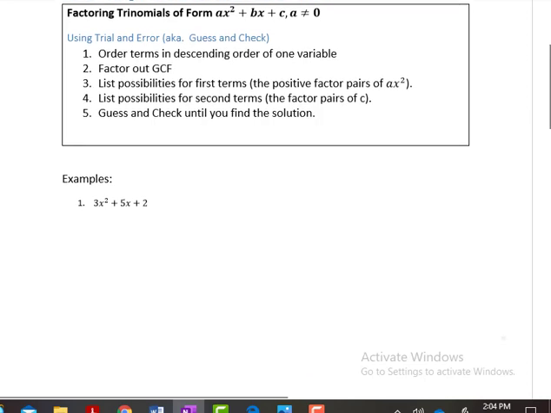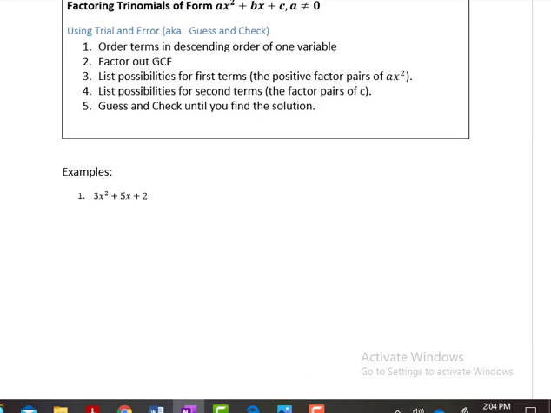Now, as with factoring, like we talked about in section 6.2, the first thing we want to do is order the terms in descending order of one variable. In number 1, step 1 is done. It is 3x squared plus 5x plus 2. We are in descending order. With step 2, we're going to factor out the greatest common factor. Well, when we look at number 1, there is no greatest common factor other than 1. So that step is done.